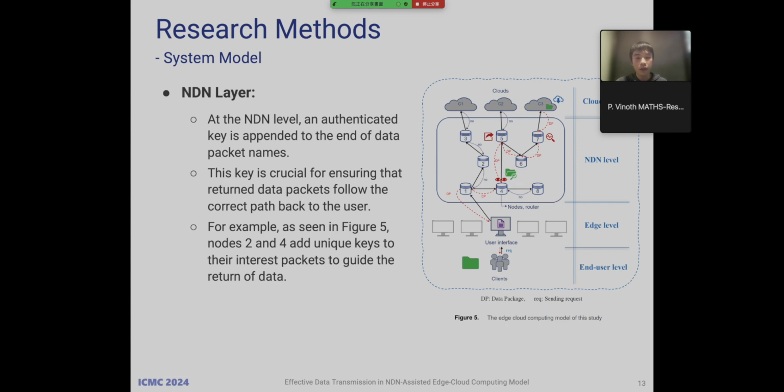Like in figure 5, nodes number 2 and 4 demonstrate this process in action. These nodes append unique keys to their interest packets, and these unique keys are not just identifiers, they are pivotal in guiding the return data along the correct path back to the user.